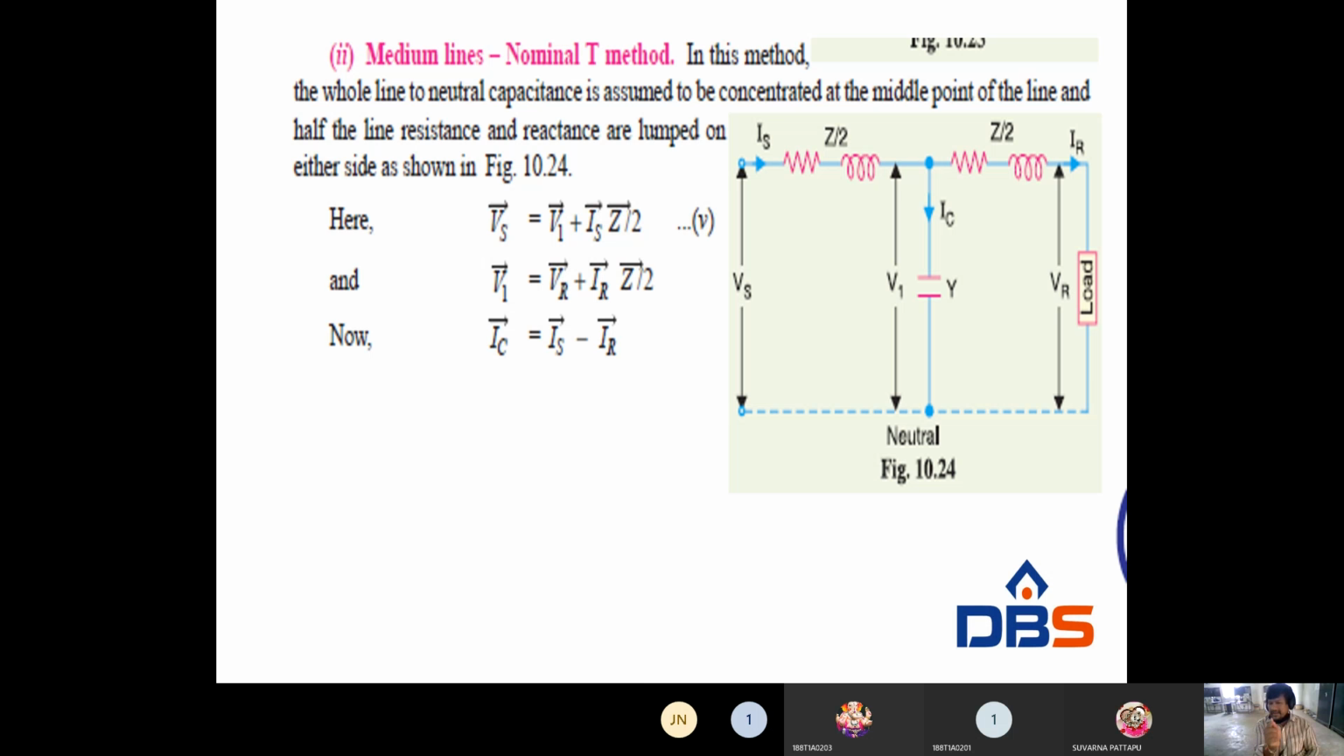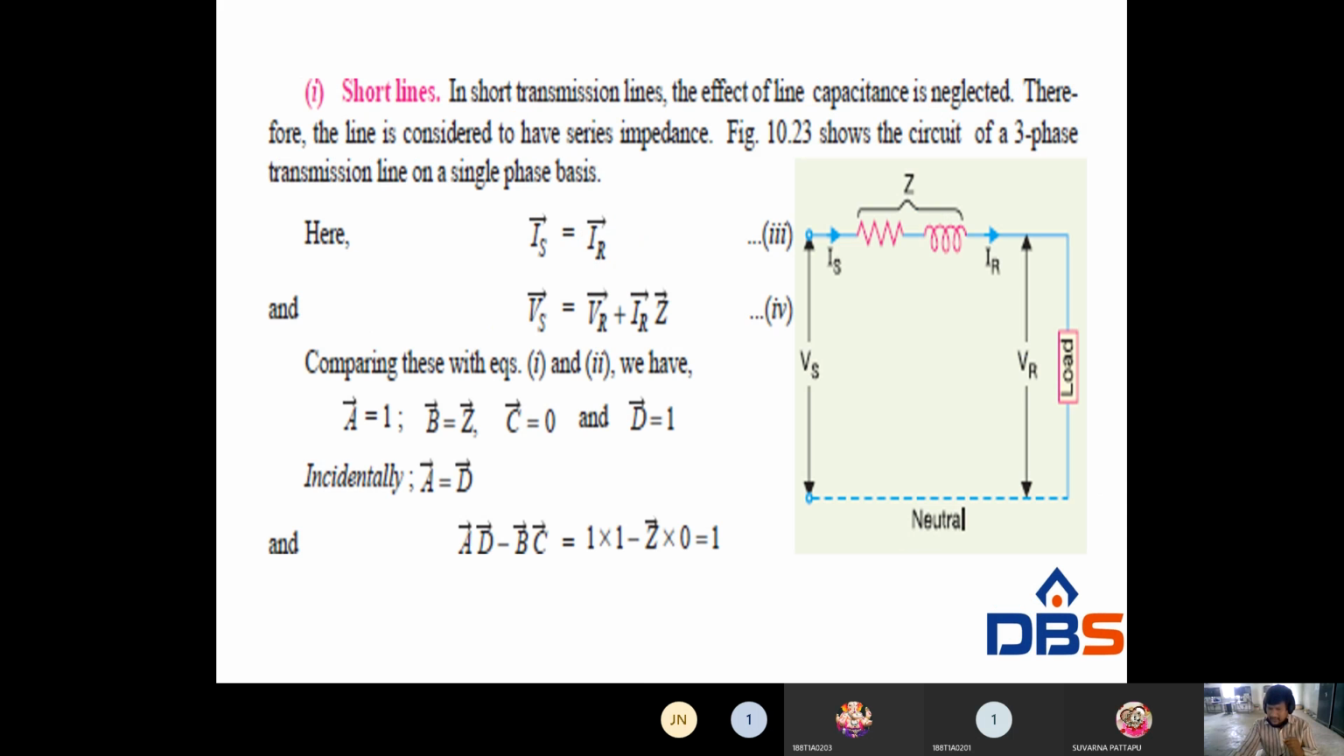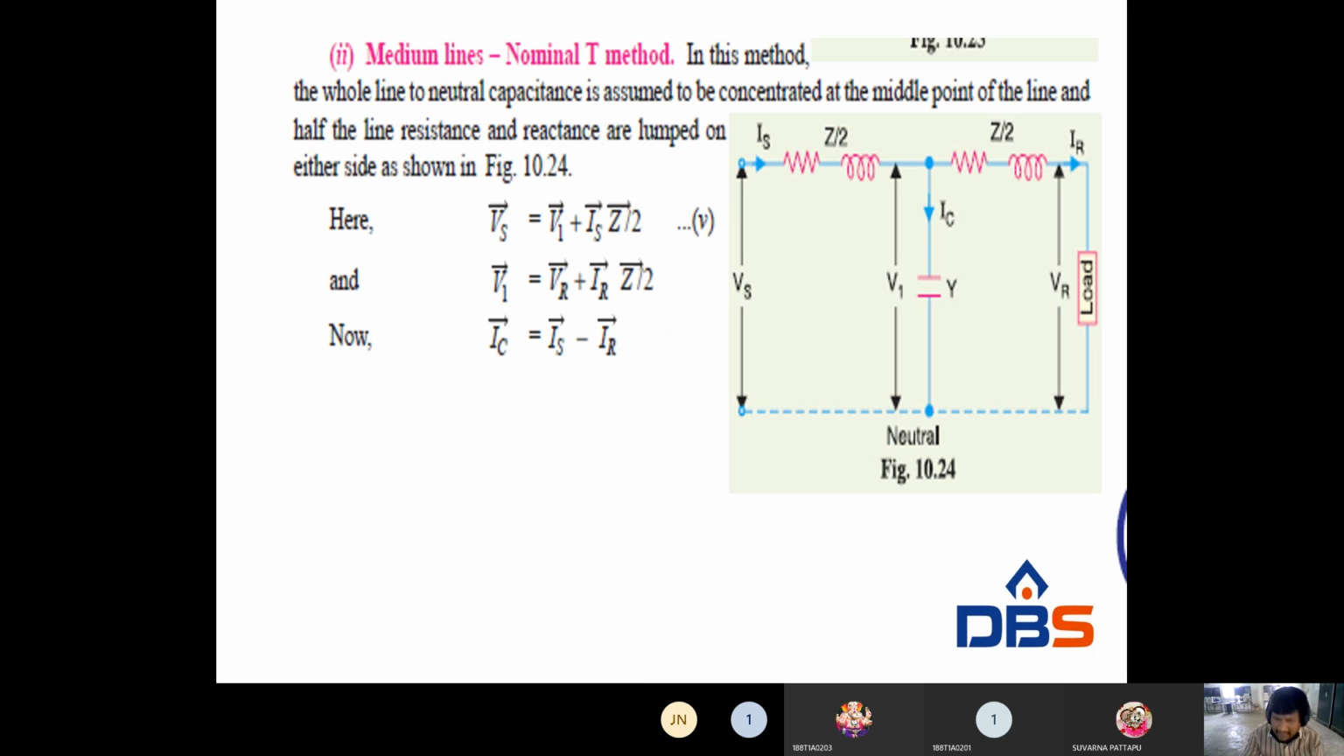Capacitor, we connect in the middle of the transmission line, not the receiving end side, not the sending end side, in the middle. By connecting it in the middle, the transmission line gets divided into two parts. That means earlier the transmission line impedance was only Z. Now since we connected it in the middle, it is Z/2, that is RL/2 + jXL/2, carrying IS, and Z/2 carrying IR, right? Before, in the short transmission line, sending end current IS was equal to receiving end current IR, but here they are not equal. IS is equal to IC plus IR, right?